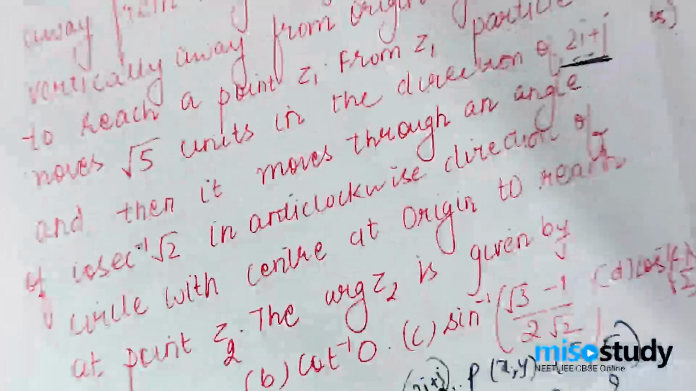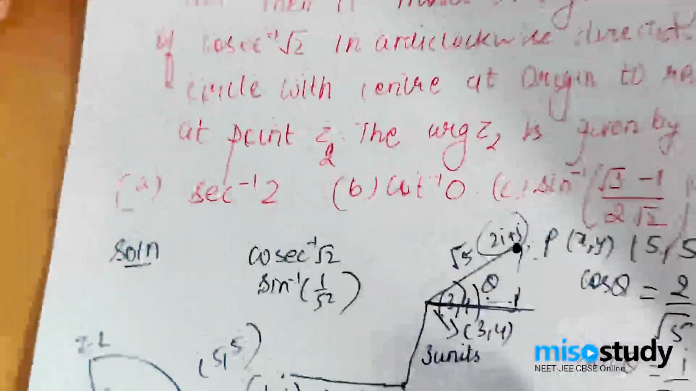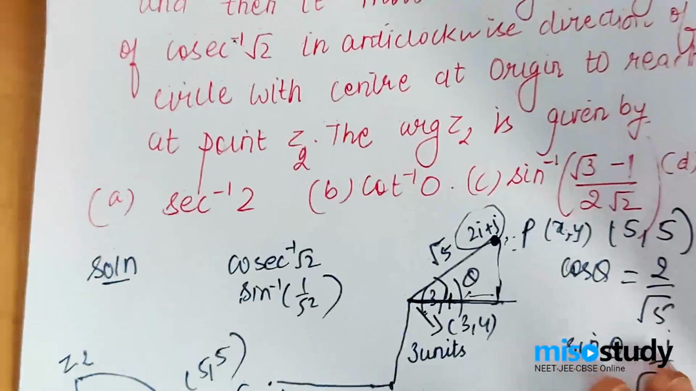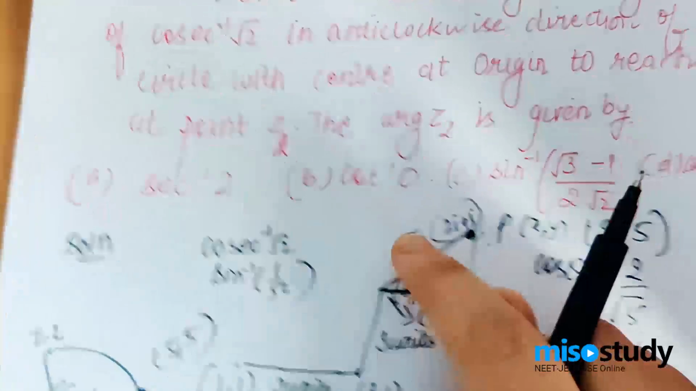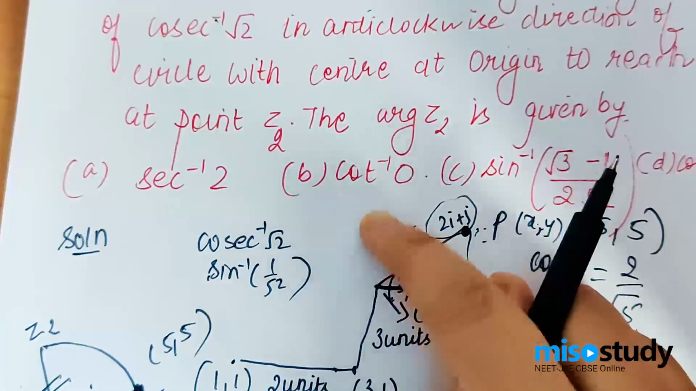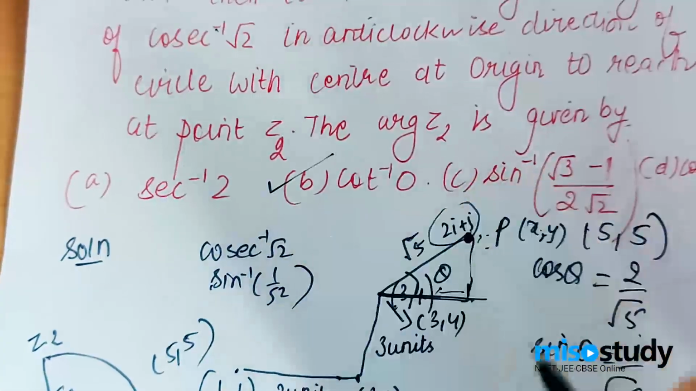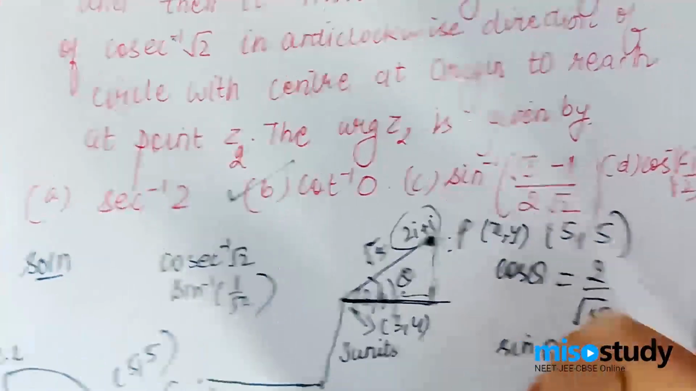So therefore what is our angle? Pi by 2. So which option is reflecting pi by 2? Not this one. Yes, this one. Cot inverse of 0 is nothing but pi by 2. So this is the answer to this particular question.